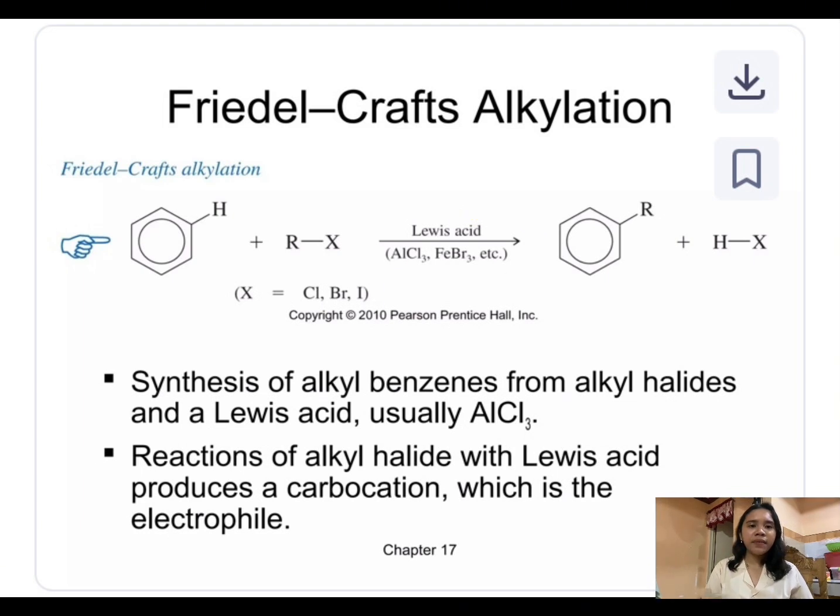The Lewis acid reacts with the alkyl halide to form a carbocation, R+, which is a strong electrophile. This carbocation then attacks the benzene ring, leading to the alkylated product. The Lewis acid is crucial because it helps generate the electrophilic carbocation. This reaction is important because it allows for the building of more complex molecules from simpler ones.